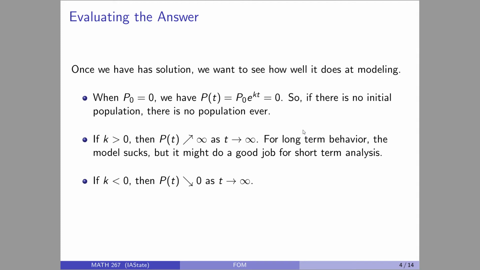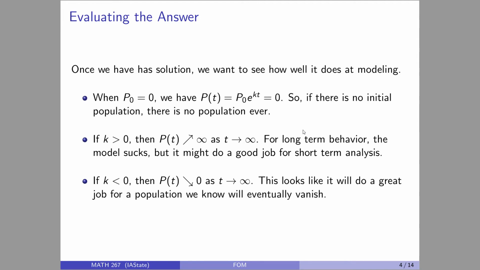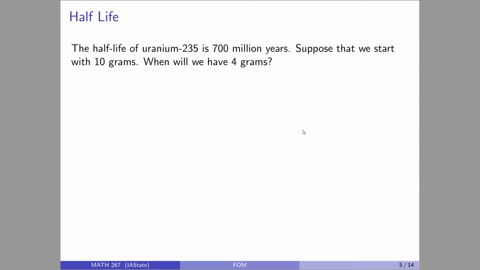Now, one situation: if k is negative, then the population would decrease down to 0 as t goes to infinity. So this would do a great job for a population that we know would eventually vanish. So specifically, half-life. Well, we know something about certain radioactive isotopes, right? They decay as time goes on, and something we can measure is how long it takes for half of it to decay away. This is called half-life.